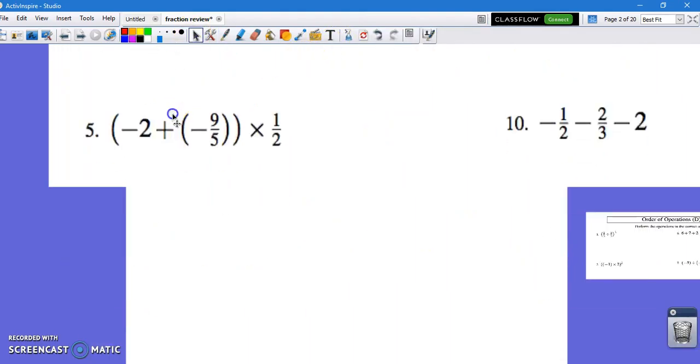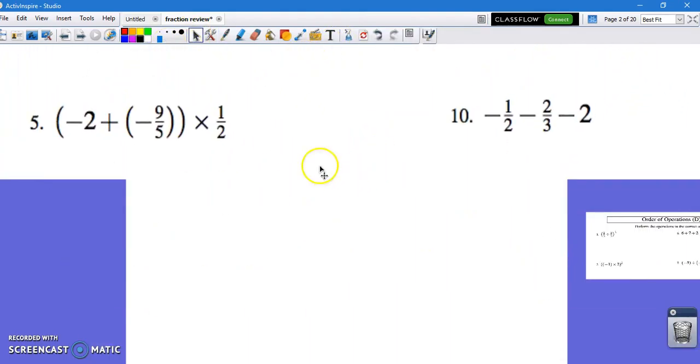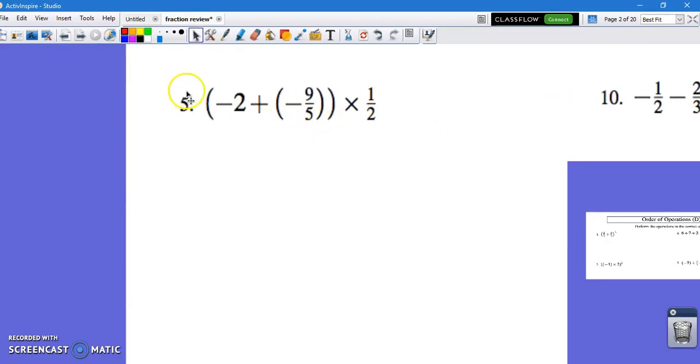Going to number 5. This one was tricky, wasn't it? But we were doing this one in class. Let's do it again. If you have not got to this one in class yet, you're going to love this. So you know we're going to do what's in the parentheses first. And we have a double parentheses. But that parentheses isn't saying to do anything. So what this is saying is that I'm just telling you I'm a negative 9 over 5.